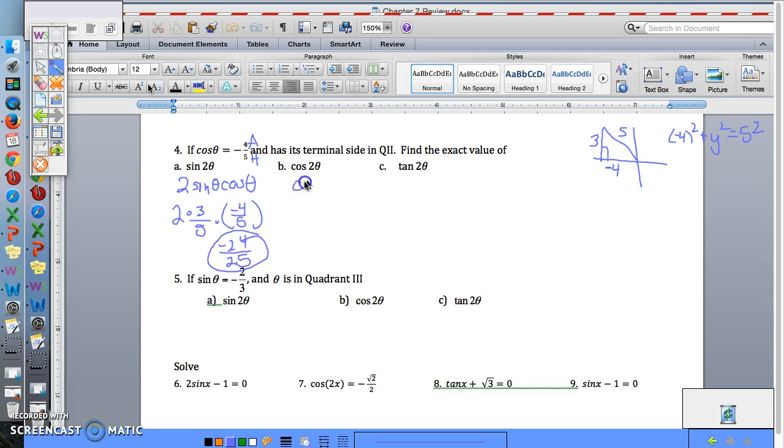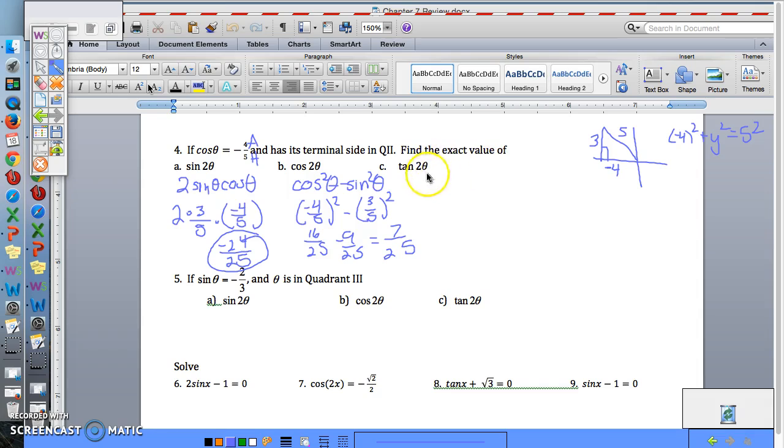And then we have the cosine of 2 theta. Our formula for that is cosine squared of theta minus sine squared of theta. So our cosine, negative 4/5 squared, minus our sine, 3/5 squared. So we have 16/25 minus 9/25. So that's equal to 7/25.